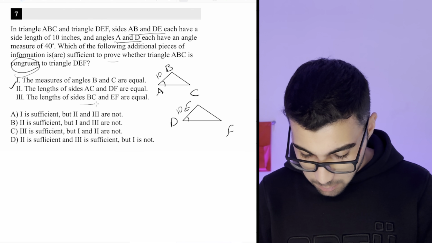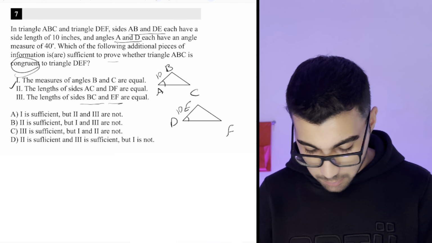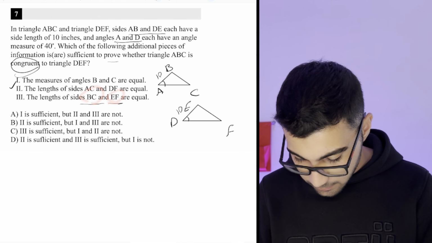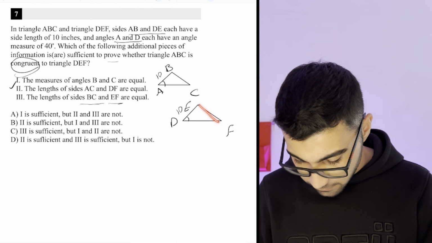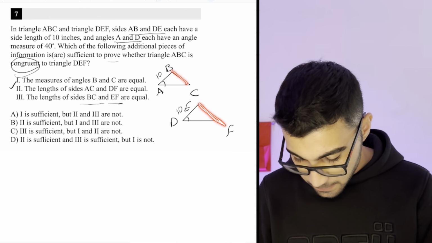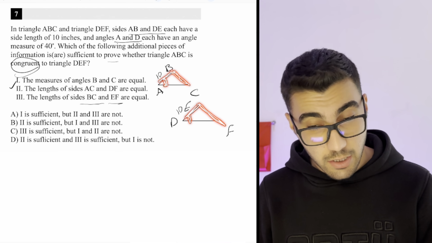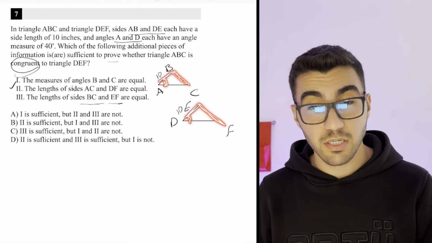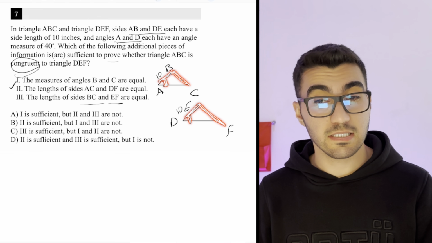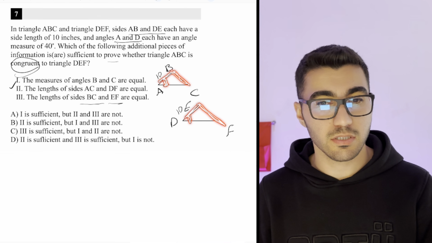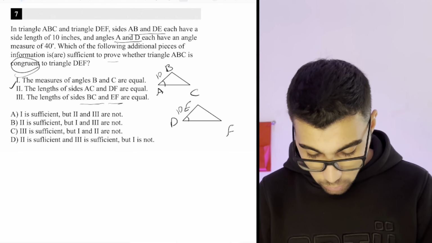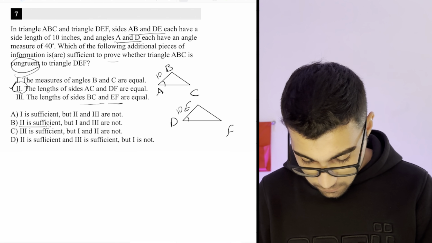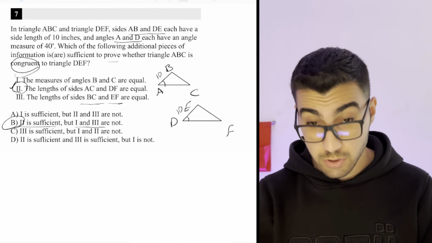The length of side BC and EF are equal. This is the tricky part. BC and EF here. So these two sides are equal. This and this one is equal, and this angle equal. Well, 2 sides and 1 angle. You remember 2 sides and 1 angle, but the angle is not between these 2 sides. So this can't be proved that these 2 triangles are congruent. So 3 is not correct. So only 2 is sufficient. 2 is sufficient, but 1 and 3 are not. Choice B for question number 7.